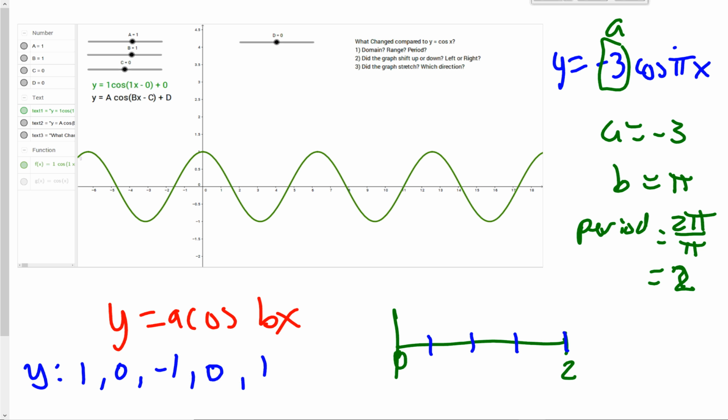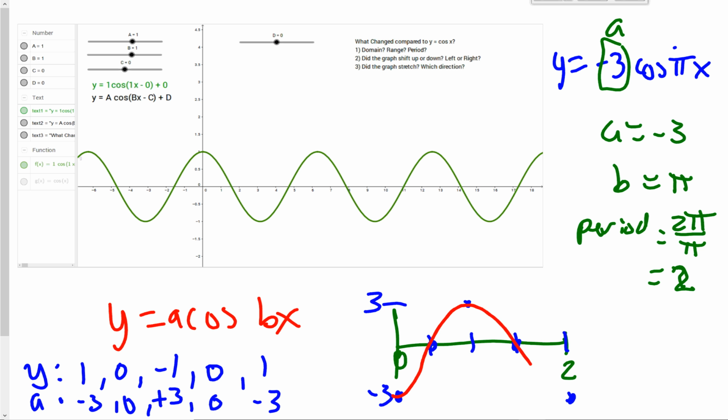Now I want to times them by my a. So that becomes -3, 0, +3, 0, and -3. So I'm just going to change this value to -3, 0, +3, 0, -3. Then you can see it looks the same as the original cosine, other than being flipped over the x-axis. Now I just have to change my x value.